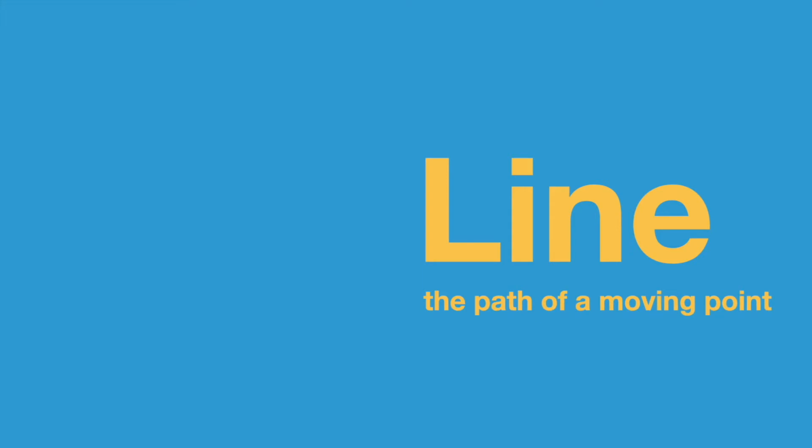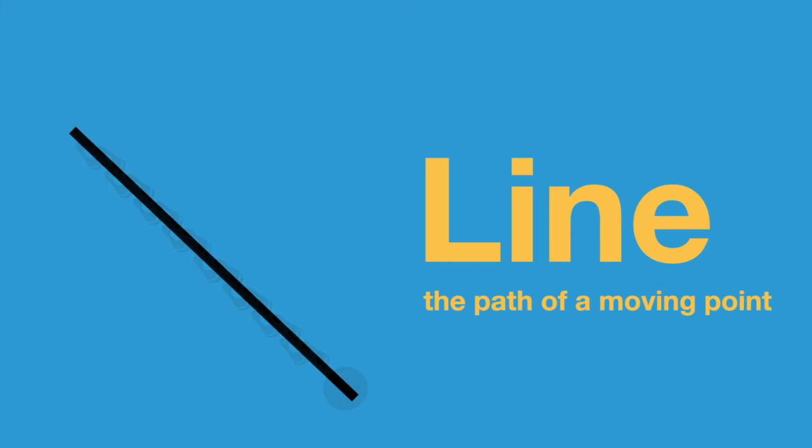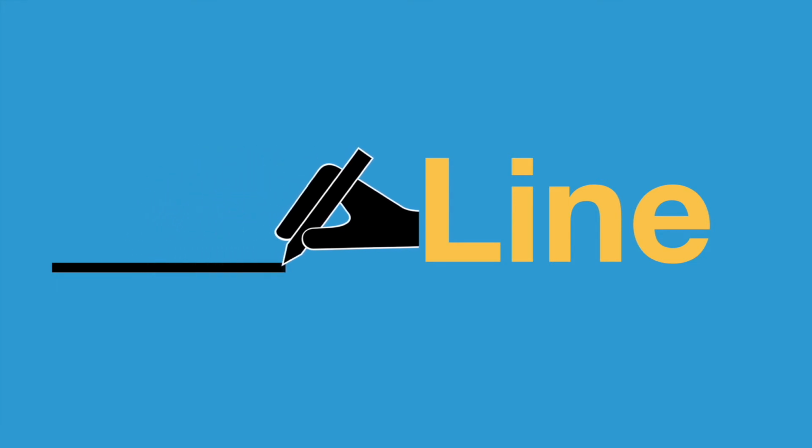So, what is a line, actually? In art, a line is the path of a moving point. Let's see what that means. Here's a point. When it moves, it leaves a path behind it, right? But instead of footsteps, it leaves a line. You can make a line by putting the point of your pencil on your paper and then moving it across the page. See? It's as easy as that.